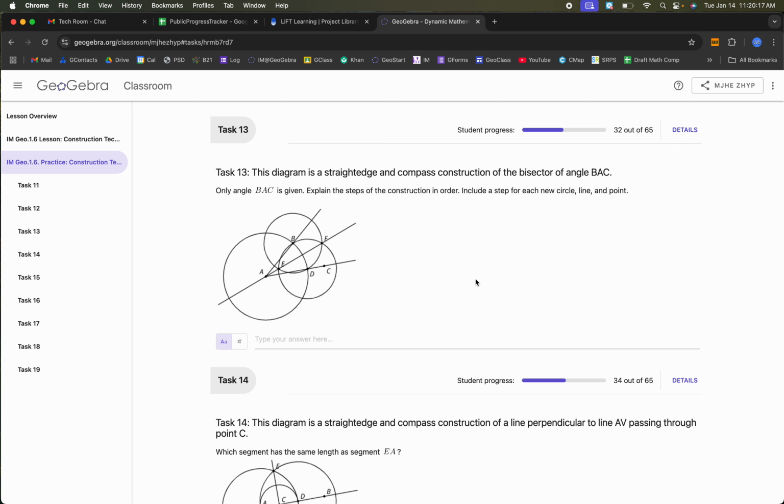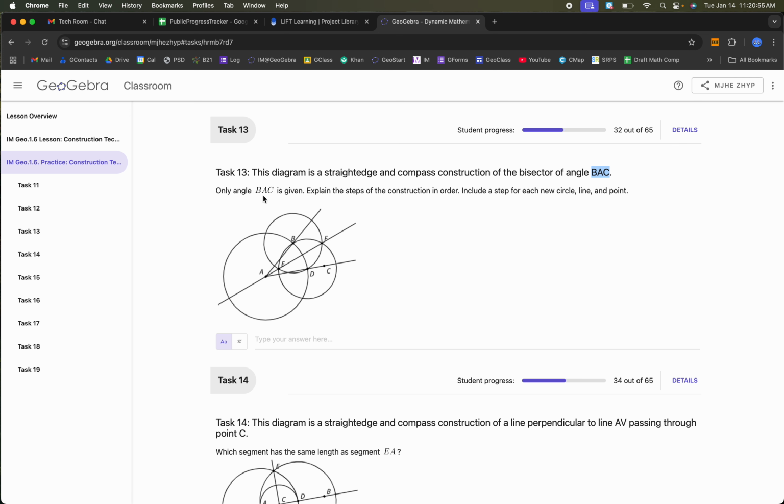Task 13. This diagram is a straight edge and compass construction of the bisector of angle BAC. Bisect means to cut in half. And here we're looking at angle BAC, so this is the angle that we're looking at. And we're saying that this EF splits that angle in half, right? If this were a piece of pizza, the crust out here, this would be the way that you could cut it perfectly in half and share it with a friend.